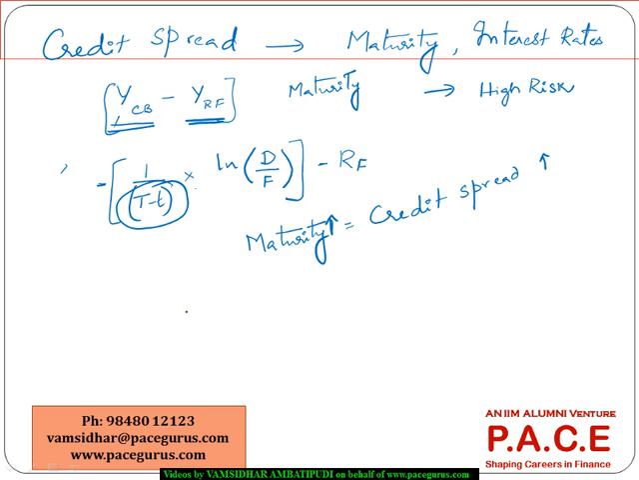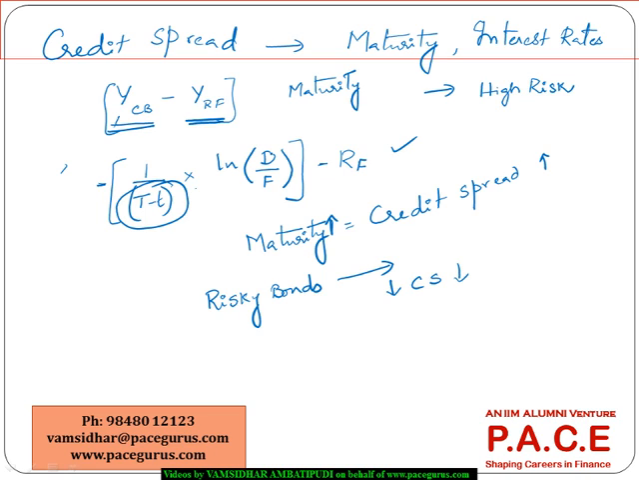But generally in reality it is also observed that, as the time to maturity has increased, especially for risky bonds, the credit spread actually is narrowing down. Though from this equation it is seen that the credit spread has to increase with the increase in the maturity period, for the risky bonds it has been appearing that the credit spread is narrowing.